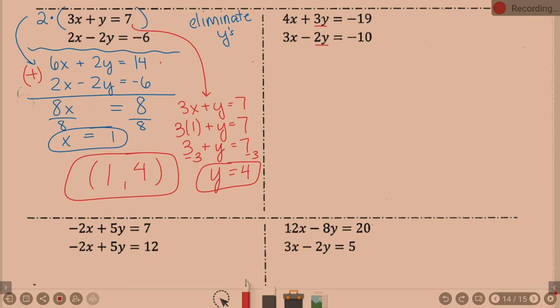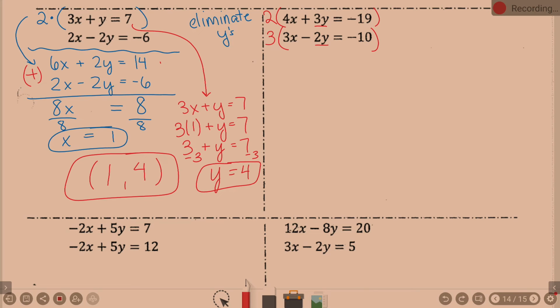Now, 3y and 2y, okay? I like the idea of making them the same because, 1, they're the smaller 2 numbers, right? That's better. And I like the fact that they have the opposite signs already. There's already a plus and a minus, which makes it a good idea here. So, basically, multiply the top equation by 2, the bottom equation by 3. And that's because 2 times 3 is 6.